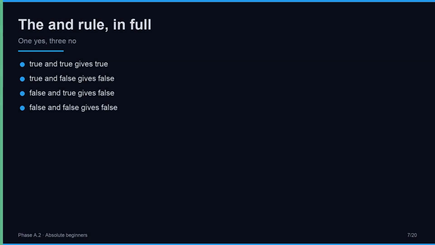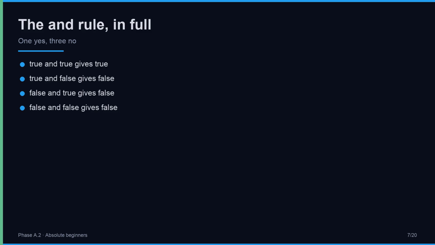Let us say the and rule out loud in full, so it sticks. True and true gives true, that is the only way and says yes. True and false gives false. False and true gives false. False and false gives false. Notice the pattern. And needs every part to be true. If even one part is false, the answer is false. There is exactly one yes, and three ways to get no.